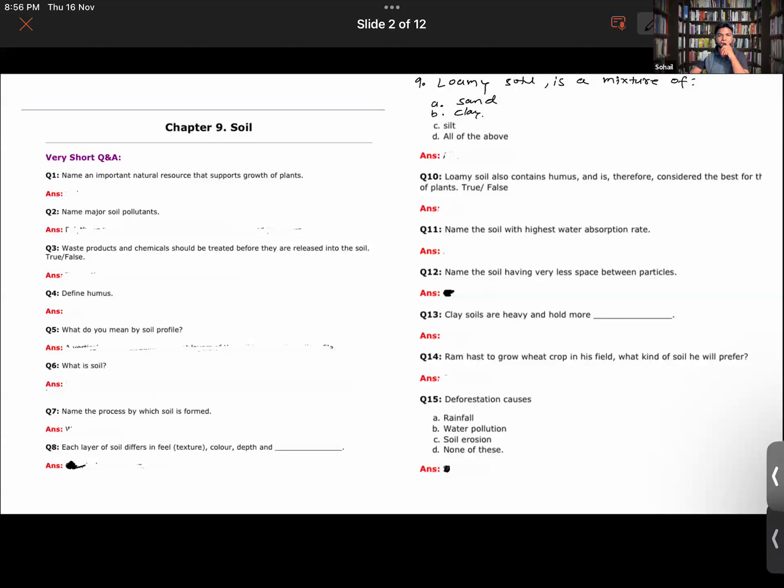I'm sorry, sir. For the 11th question, should we mention only one? It asks the soil having the highest water absorption rate. Out of sandy, clay, loamy, which one has the highest water absorption rate? There has to be only a one word answer.